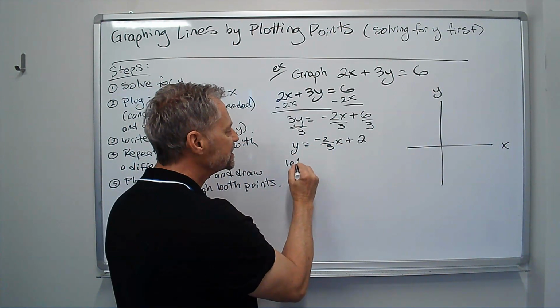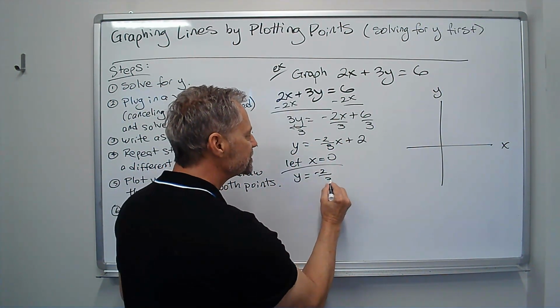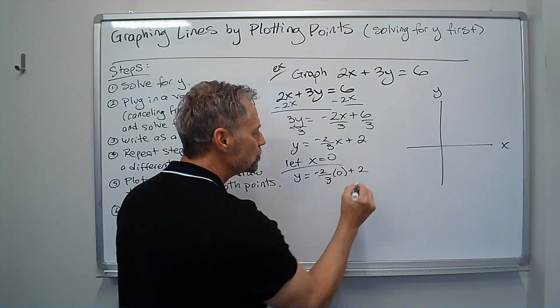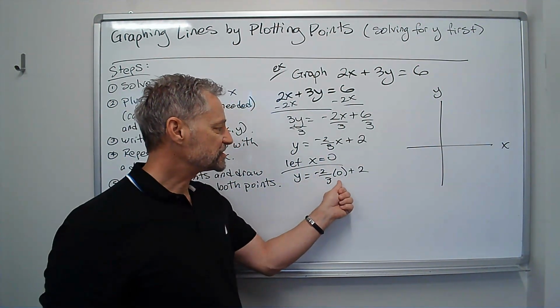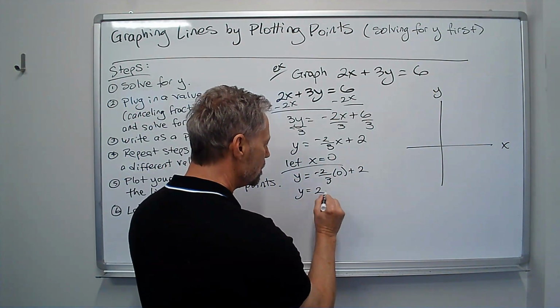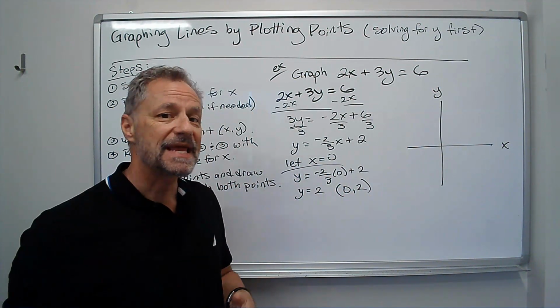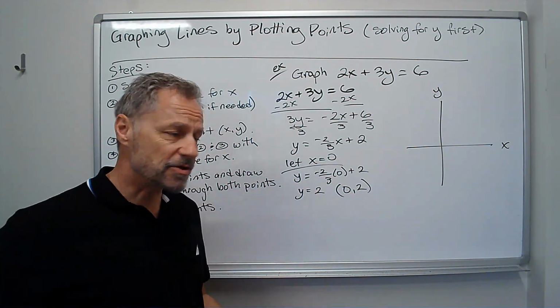So if I let x equal 0, I get y equals negative 2/3 times 0 plus 2. Well, negative 2/3 times 0 is 0, plus 2 is just 2. I just get y equals 2. And so I got the point: x is 0, y is 2. And now I'm going to do that for another value.